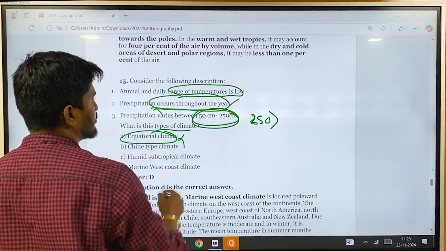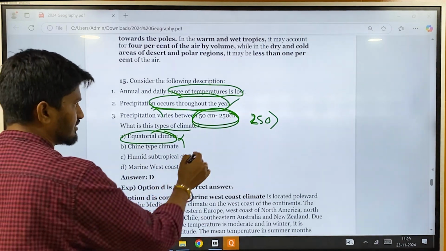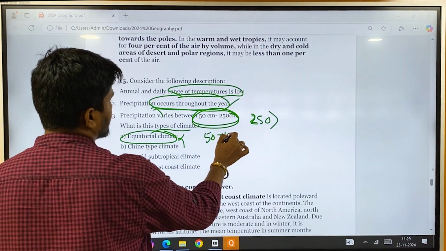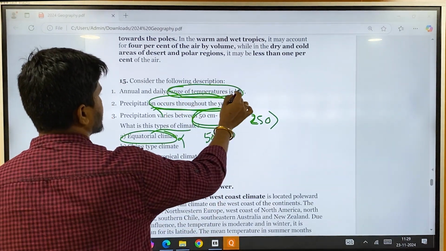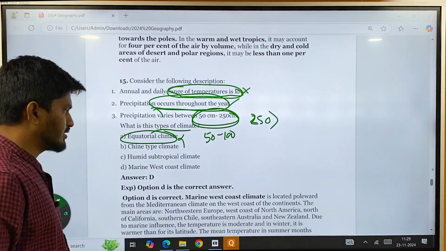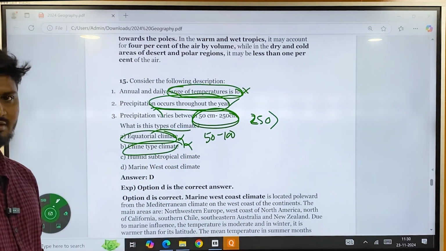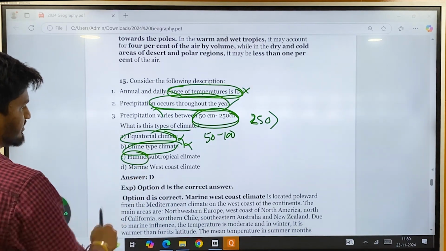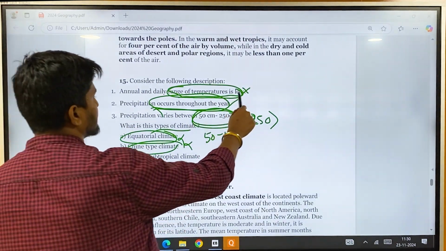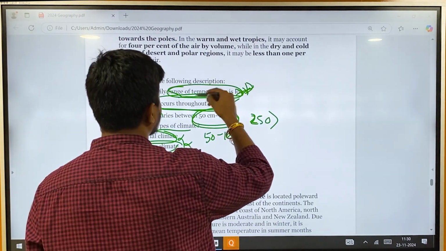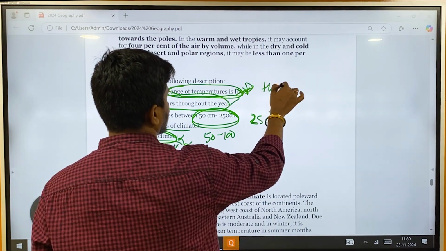And then Chinese type of climate, precipitation occurs throughout there, right? Precipitation can be between 50 to 250. It can be, but more normally it is 50 to 100. But the annual and daily temperature range is very high in Chinese type of climate. So this is also wrong. And then humid subtropical climate, since the question itself says it is humid, the annual and daily temperature ranges will be high. So this is also wrong.